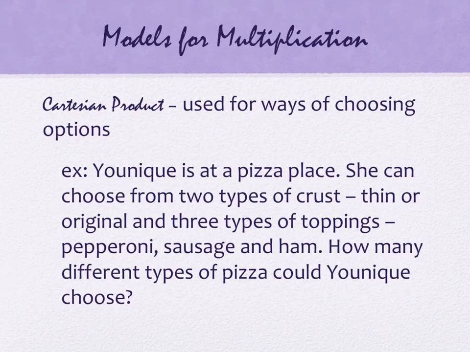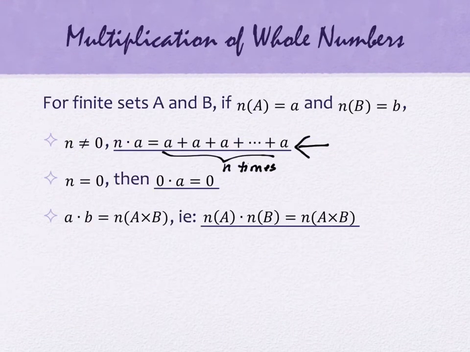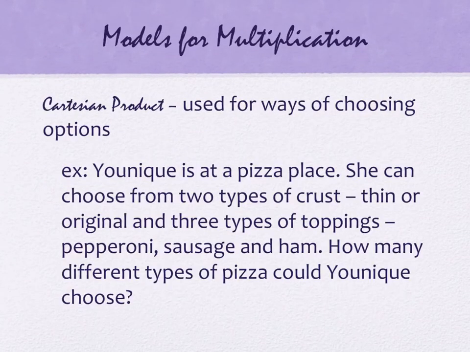The last model is a Cartesian product model. It shouldn't be a surprise that we have this model because our definition talked about things from a Cartesian product perspective over here, right? The last one, where we multiplied inside of the parentheses with the sets themselves. So our Cartesian product is a way of choosing options.